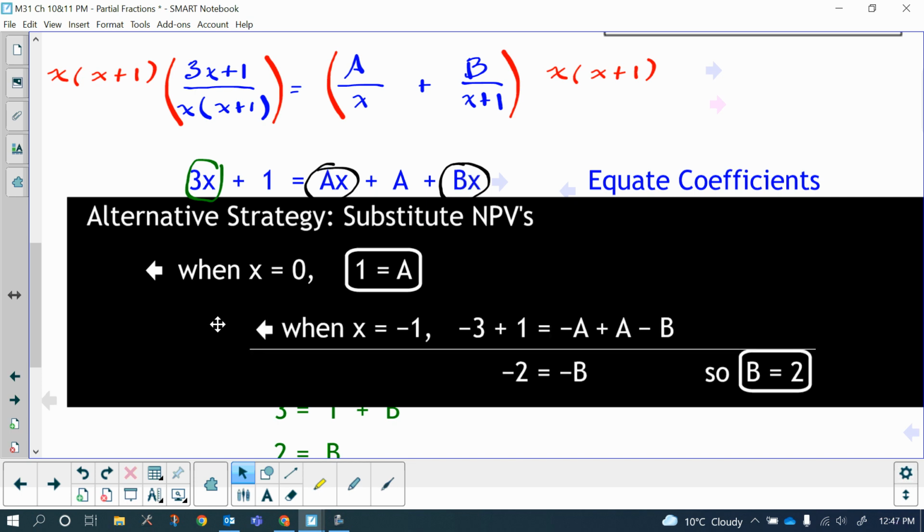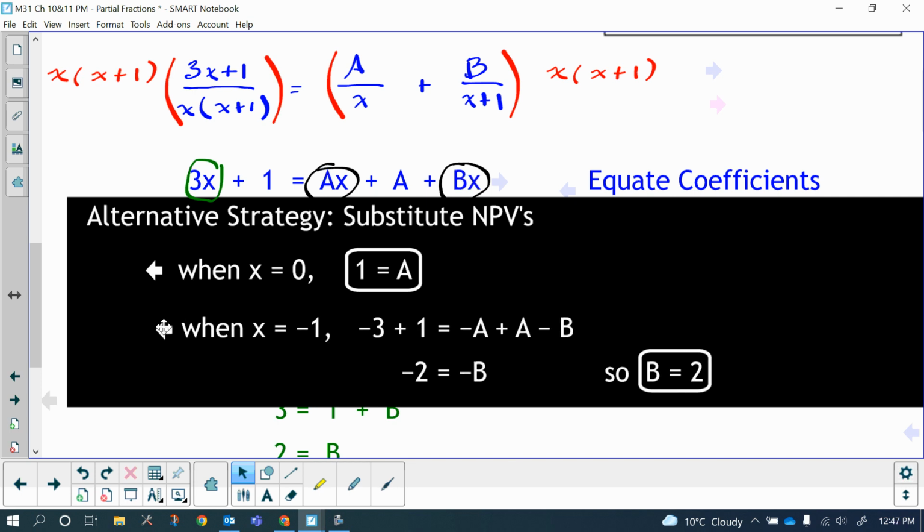And then if I plug in negative 1 for x, on the left I'll have negative 3x plus 1. And then I'll have a negative a plus an a, and those two a's cancel out, so that I don't have a's on the right side of my equation anymore. The negative a plus a cancel out, and I just have this negative 2 is equal to negative b, so b is equal to positive 2.